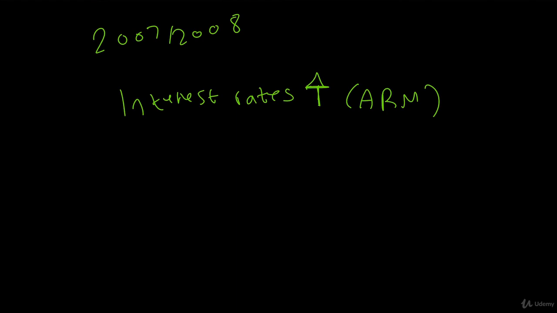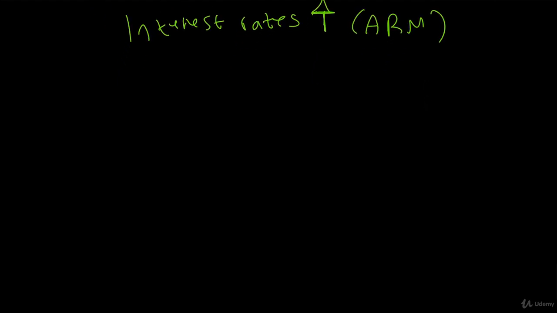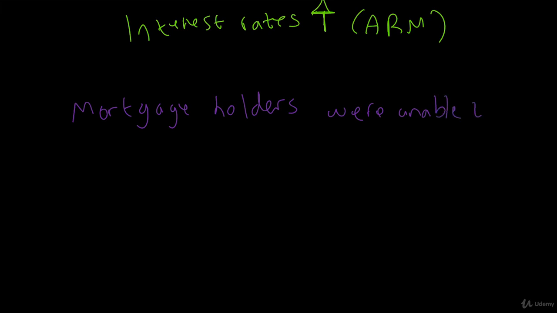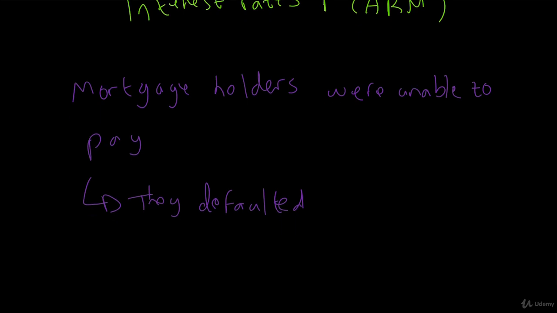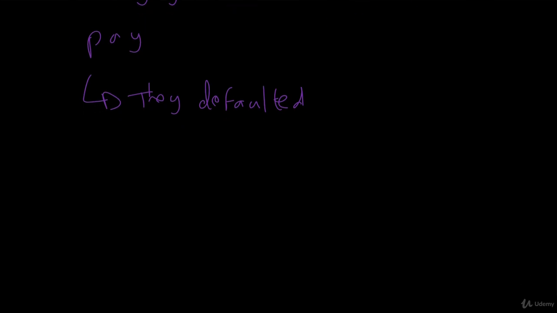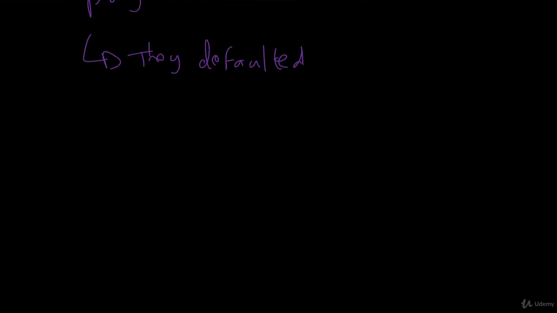So the mortgage holders were unable to pay, which meant they defaulted on their loan. So they defaulted. And I'm sure you've seen pictures, you may have even seen it in person, that homes were getting confiscated and a lot of people were basically left in a really, really bad way.